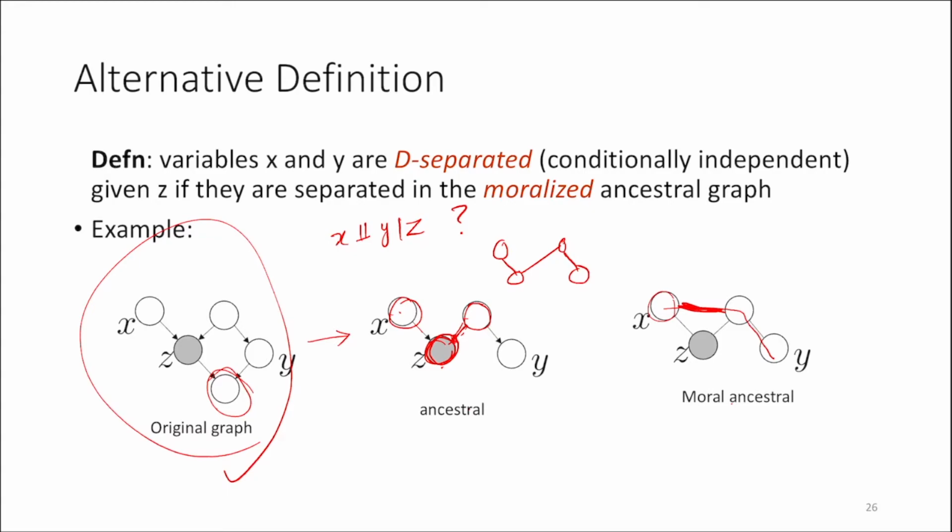So this is the alternative way of telling whether a statement like this is correct. First, find the ancestral graph, keep only the ancestors, remove all of the arrows, and then moralize this graph. That means if two nodes have a common child, just connect them if they're not already connected. And then see if you can find a path between these two sets of variables. If you can, then they're not independent.